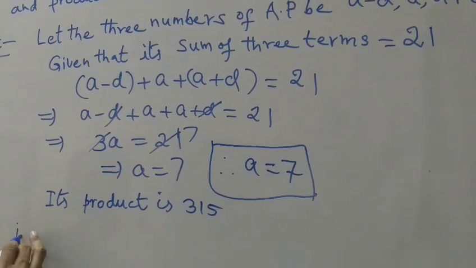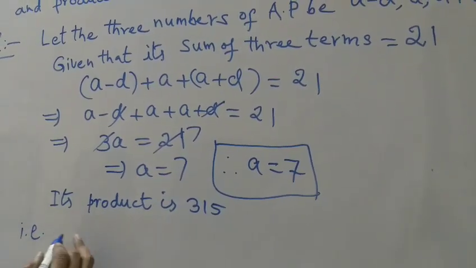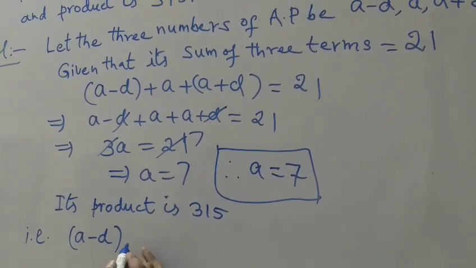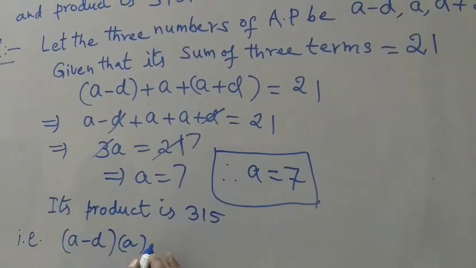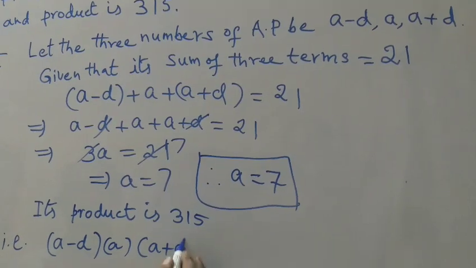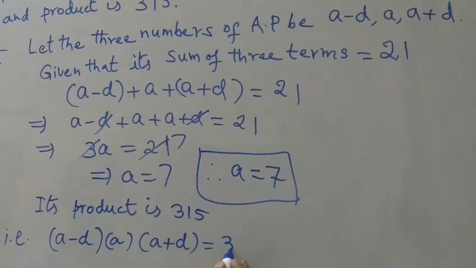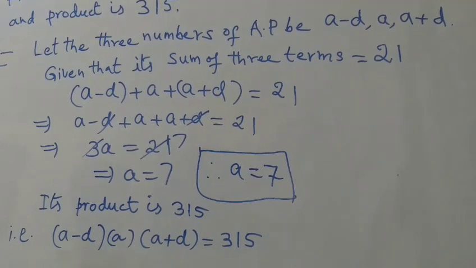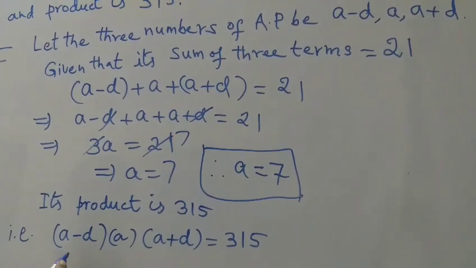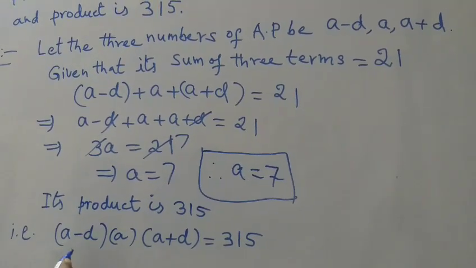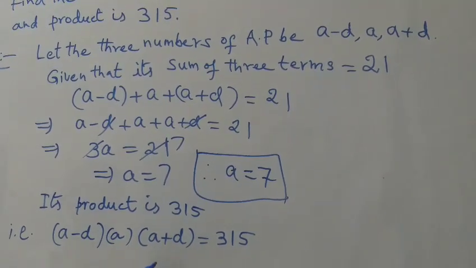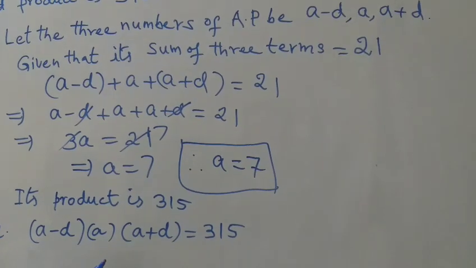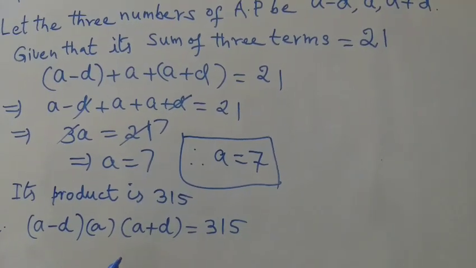That is, a minus d into a plus d is equal to 315. Here, on careful observation, a minus d, a plus d, it seems to be a minus b into a plus b is equal to a square minus b square.